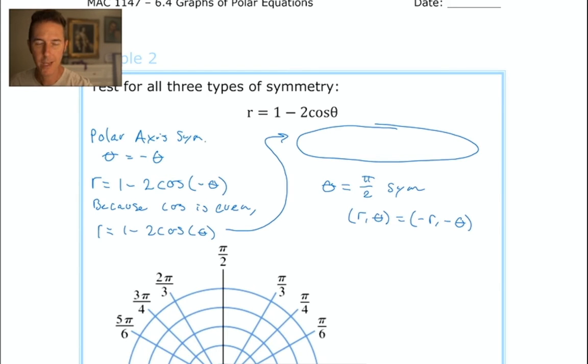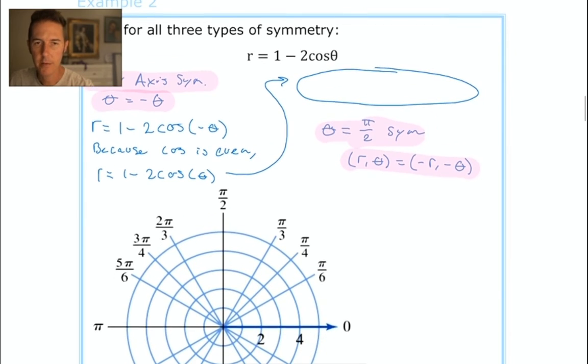Now, if I were typing these up, I would put them in bold or something. If you want to underline them, maybe you could highlight these, polar axis symmetry, and that's what we do in order to test it. Here's this kind of symmetry, here's what we do in order to test for it. That's not a bad idea. And then stuff that's not highlighted is us actually doing the test.